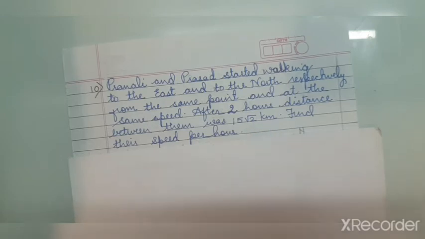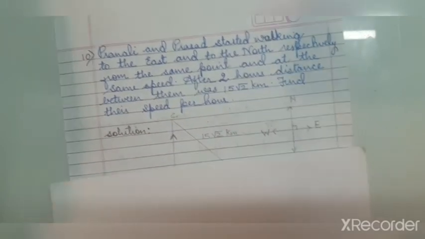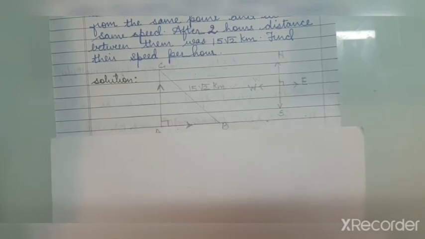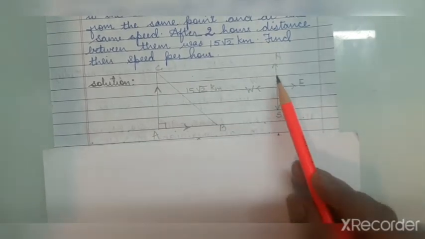Okay, now in this particular sum also, they have not given us a figure. So we need to draw the figure. Now when you read the sum, you will understand that there is something with directions, something related to directions, east, north. So when we are drawing the figure, it is very much important that we show which is the east side and which is the north side.